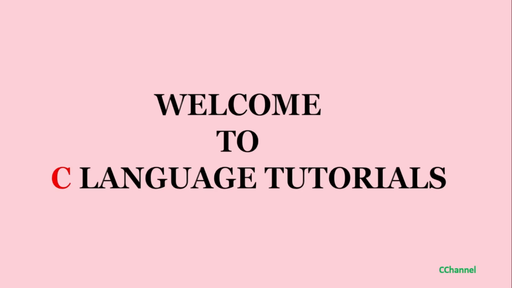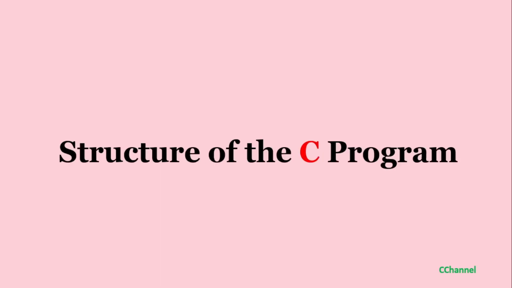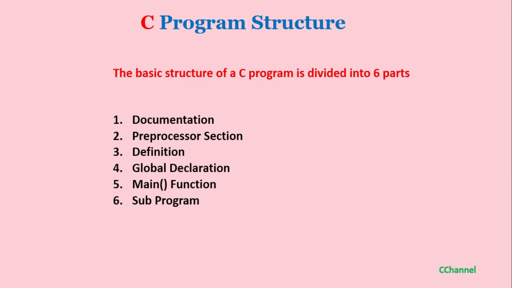In the previous video, I have covered algorithm and flowchart. In this video, I am going to talk about structure of the C program. The basic structure of a C program is divided into 6 parts: documentation, preprocessor section, definition, global declaration, main function, and subprogram.